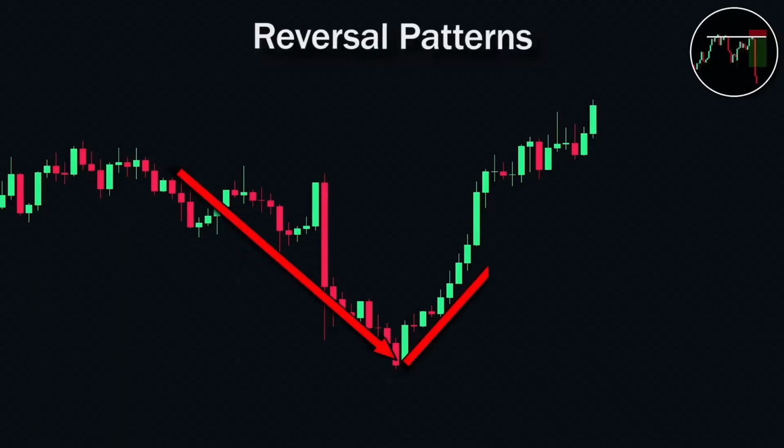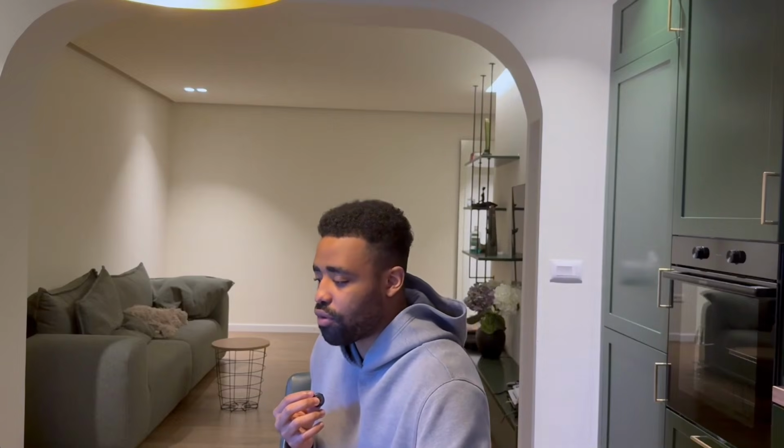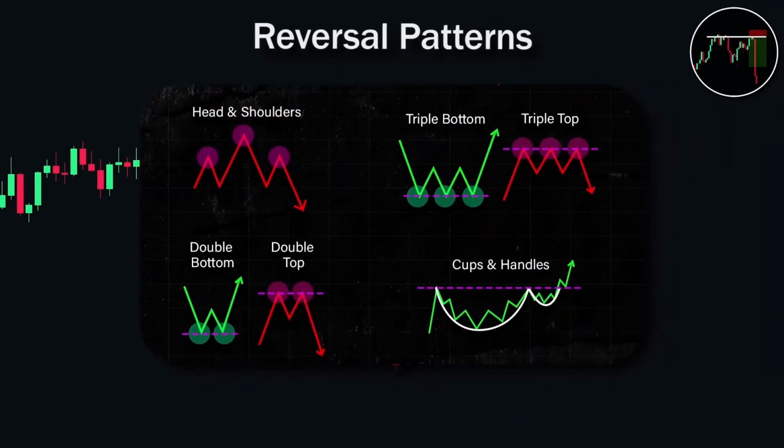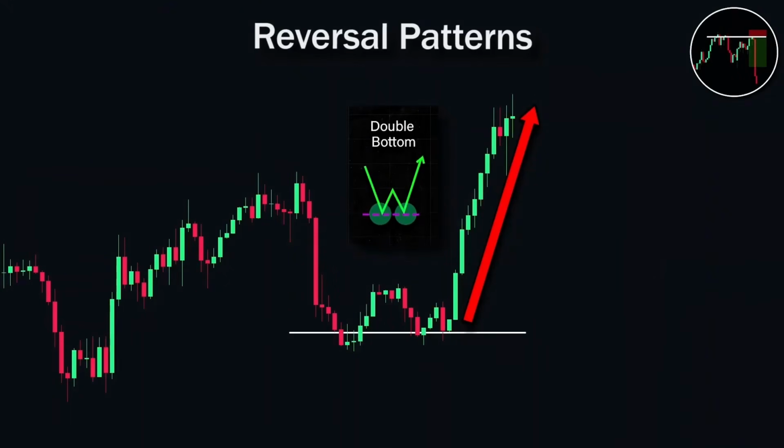Since I'm talking about breakouts, I guess I can get into reversal patterns. A reversal pattern is exactly what it sounds like. It's a structure on the chart that suggests price may be about to change direction. Maybe a stock has been selling off for a while and starts to form a bottom, or maybe it's been running hard and starts to lose momentum at the top. For me personally, one of the most common reversal patterns that I use is the double bottom. This is when price sells off, bounces, then comes back down and tests that same area again, but fails to break lower. That tells me that sellers are trying to push it down again, but they couldn't.